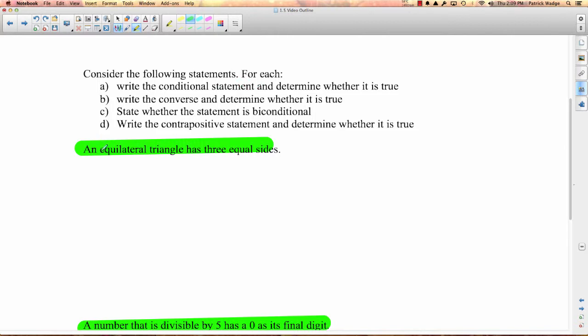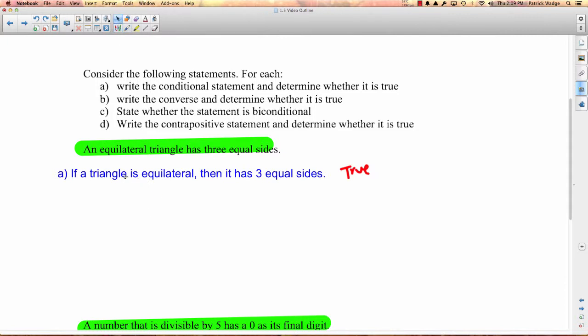Okay, so the conditional statement is the if-then statement. The first one says an equilateral triangle has three equal sides. What would be the if-then statement? It would be: if a triangle is equilateral, then it has three equal sides. Is it true that if a triangle is equilateral, it has three equal sides? Yeah, that's pretty much the definition of equilateral. So this is true.